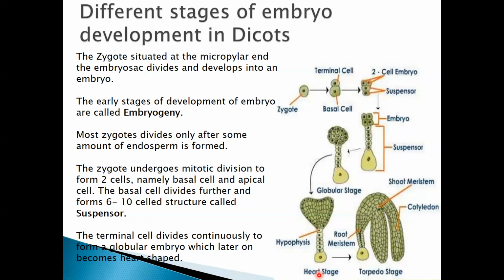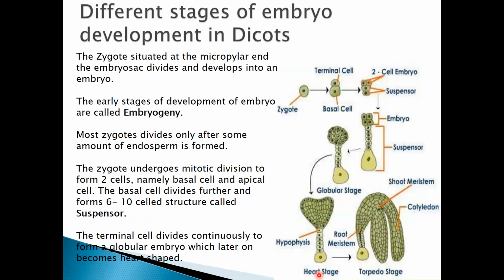Now, where is the zygote situated? Zygote is situated at the micropylar end. Zygote, how is it formed? Zygote is formed from the fertilization process. From the fertilization, when the zygote is formed, the zygote develops into embryo. Yes, the zygote develops into embryo. That process where the zygote develops into embryo is nothing but called embryogenesis. Yes, from the zygote the embryo is developed.